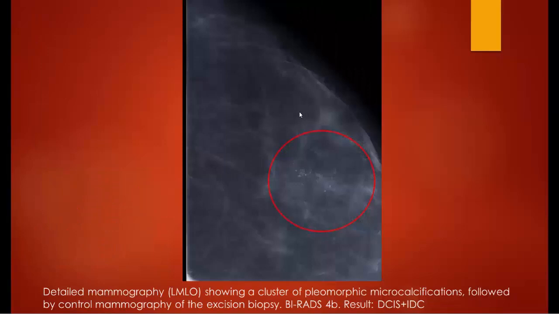This is detailed MLO of left breast, show cluster of pleomorphic calcification, showed excision biopsy, categorized by BI-RADS 4B, result ductal carcinoma in situ and invasive ductal carcinoma. One of differential diagnosis of fibrocystic change microcalcification.